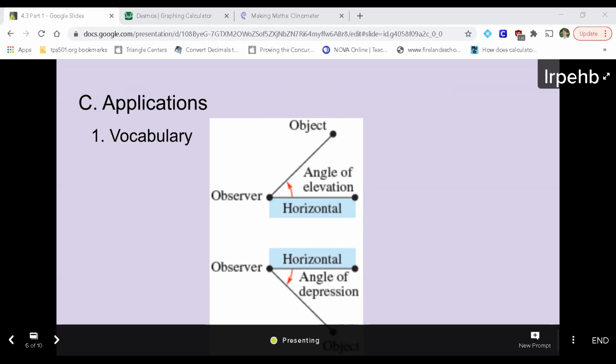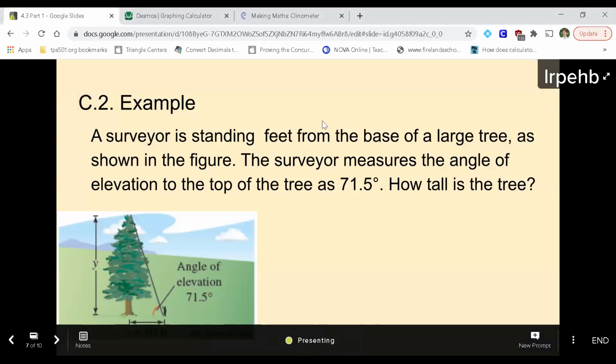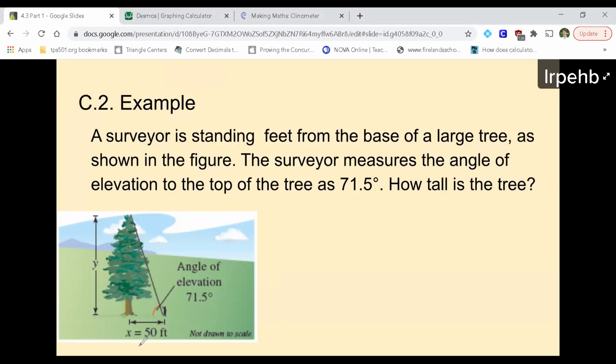So I think the next thing we're going to do is some practice problems. Let's say that you go out walking and you find a really good looking tree. You, like any normal person does, go up and hug the tree, and then you wonder to yourself, I wonder how tall this tree is. So you pull out your ruler or tape measure, which you keep on you at all times, and you measure a distance of 50 feet from the tree.